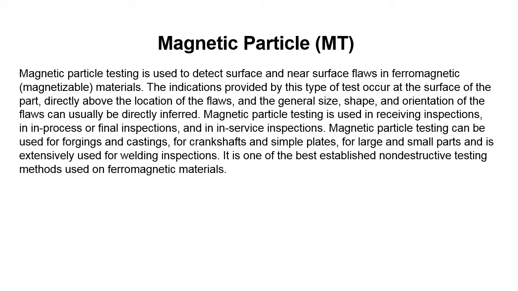Magnetic particle testing is used in receiving inspections and in processing or final inspections, as well as in service inspections. Magnetic particle testing can be used for forgings and castings, for crankshafts and simple plates, for large and small parts, and is extensively used for welding inspections. It is one of the best established non-destructive testing methods used on ferromagnetic materials.